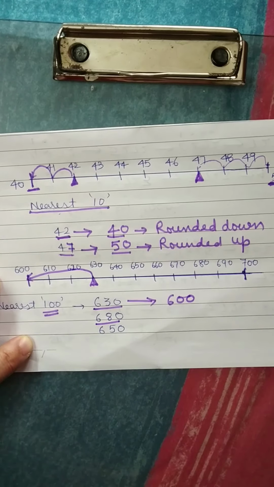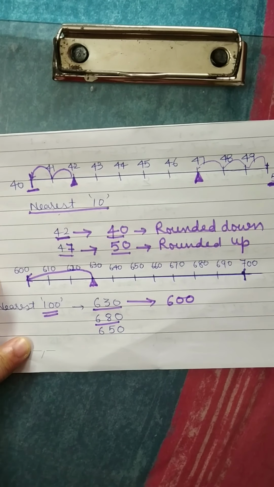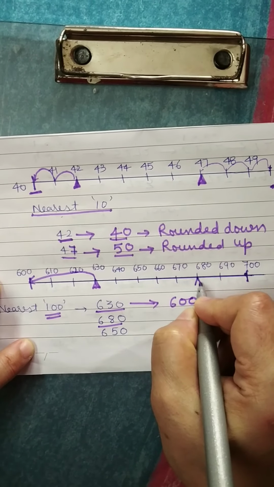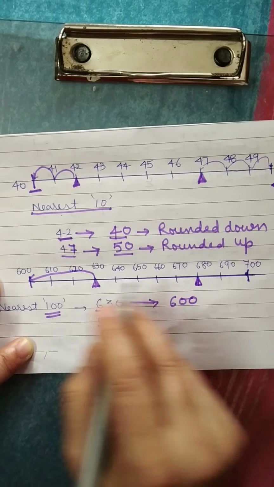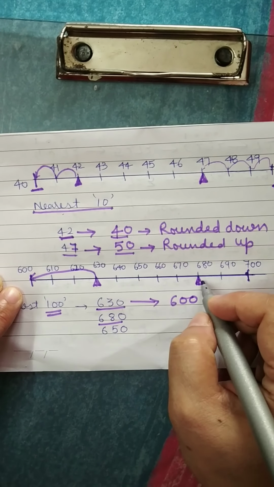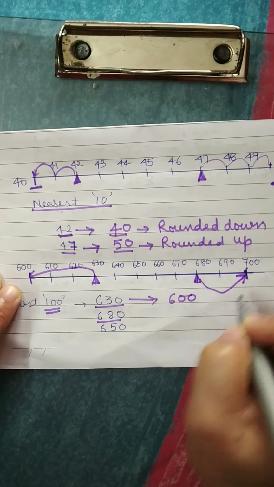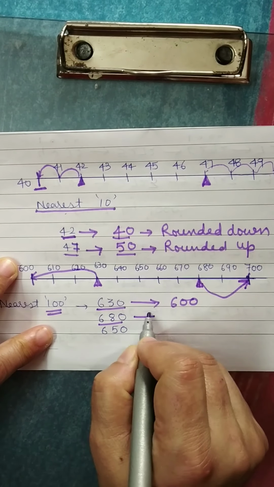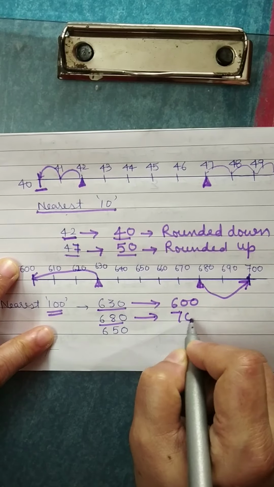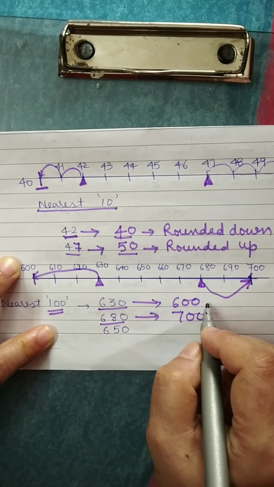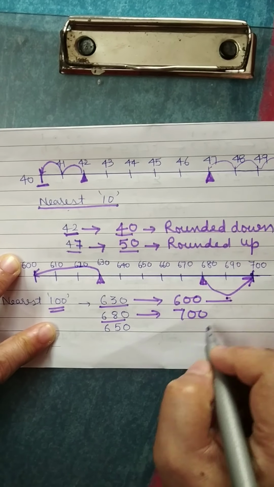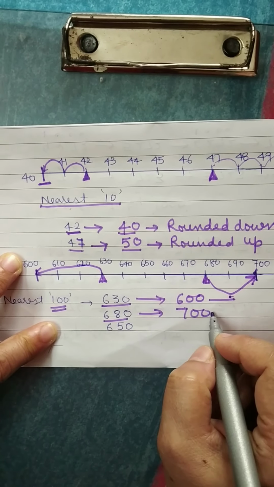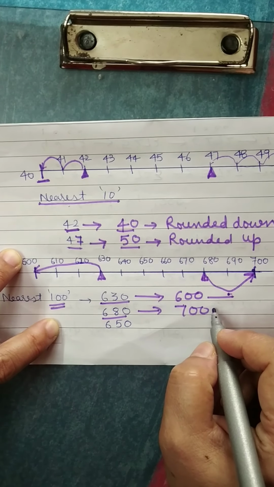Similarly, if we try to round off 680, 680 is here. And just by looking at the number line, we can say that 700 is the closest multiple of 100 for 680. So 630 is rounded down, whereas 680 is rounded up to the higher multiple.